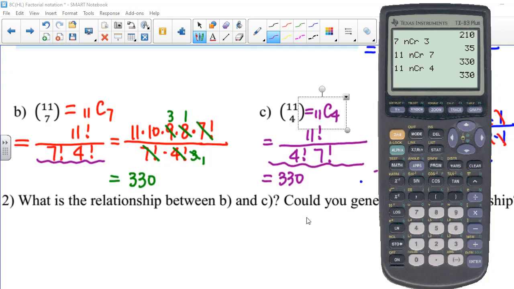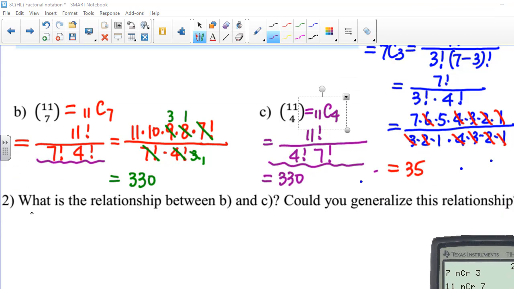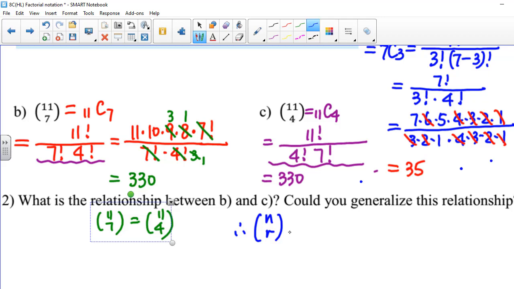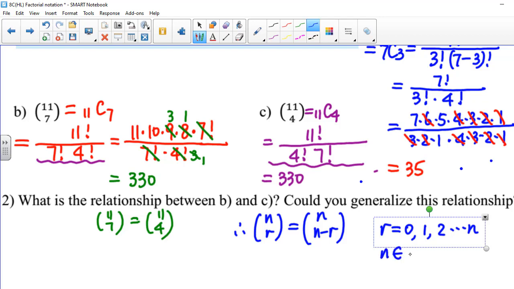Based on this calculation, we want to discover a relationship between these two values. Could you generalize this relationship? What is the relationship between them? 11C7 is equal to 11C4. What is the generalization? nCr equals nC(n minus r). r is 0, 1, 2, all the way to n, those kinds of whole numbers. n starts with 0, 1, 2, 3, positive integers and 0.